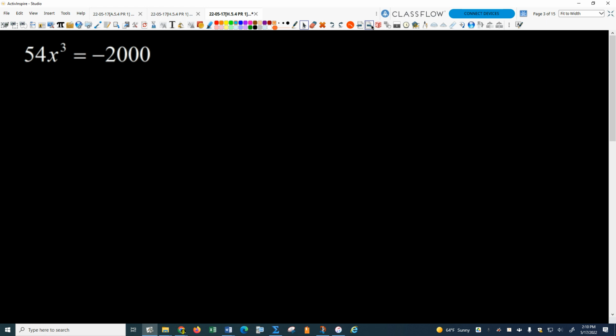Set it to 0. Okay, first of all, set it to 0. Good. Okay, so we get 54x cubed plus 2,000 equals 0. Okay, so now we could just divide both sides by a constant here, but just to get practice factoring, let's completely factor the left side.